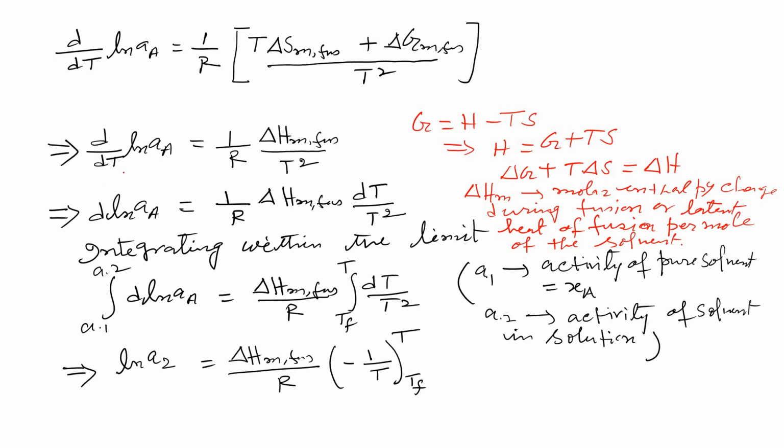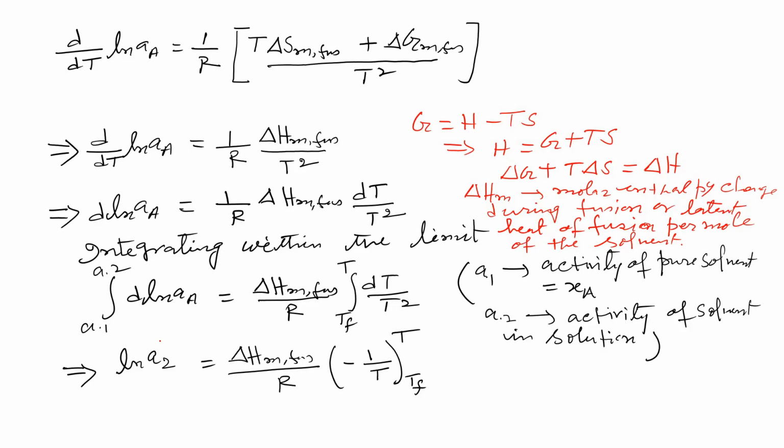So now this T we have taken this side. So d ln A, ln activity of A is equal to 1 by R delta Hm fusion dT by T square. Now integrating within the limit. Limit is A1. A1 means the activity of the pure solvent. Activity of the pure solvent is equal to mole fraction, so you can write it is equal to XA. And A2 is the activity of the solvent in the solution. Then it is equal to delta Hm fusion by R, then this limit is TF. That means the freezing point of the pure solvent to the freezing point of the solution, dT by T square.